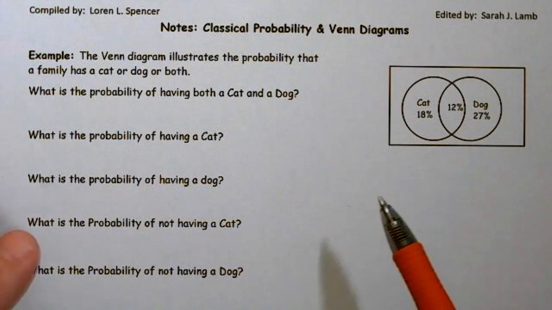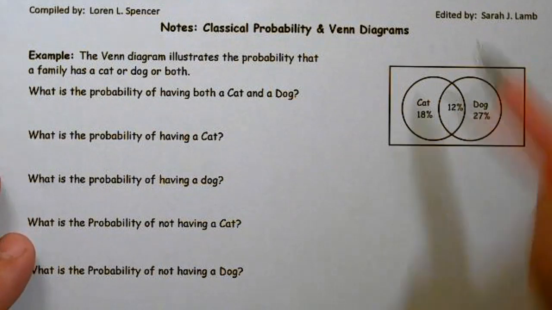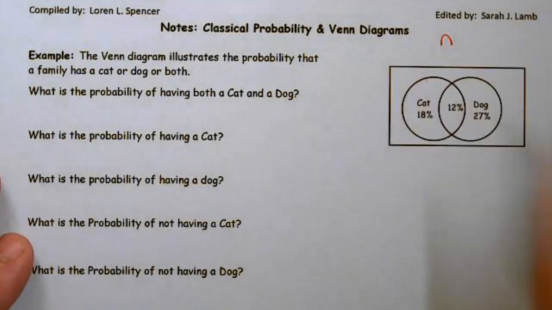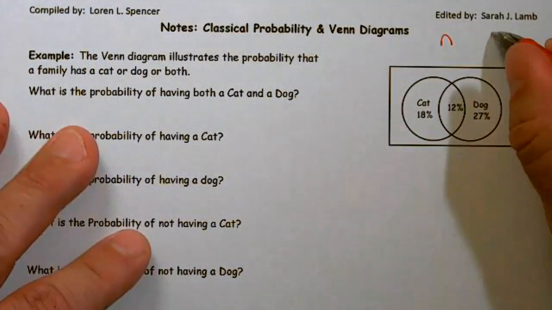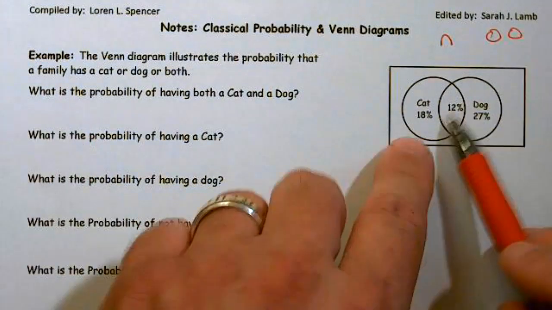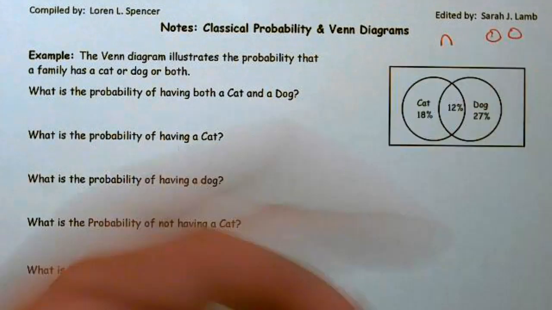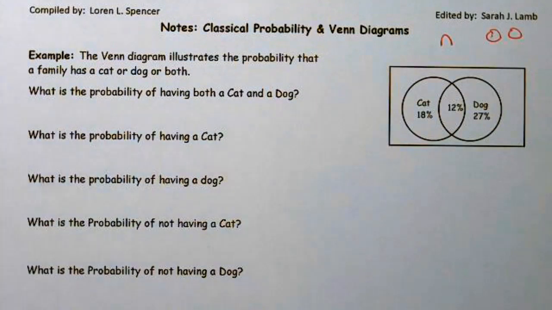So we have off to the side a Venn diagram, and please note the 12% represents the overlap, so that's our intersection. Remember, the overlap is always the intersection. Doesn't mean it's independent, but it is our overlap. So because we have an overlap, it can't be mutually exclusive, because remember, mutually exclusive means no overlap. And in this case, you can have both a cat and dog. If we could only have a cat or a dog, there'd be no overlap, but in this case, you could have both. So the Venn diagram illustrates the probability that a family has a cat or dog or both.